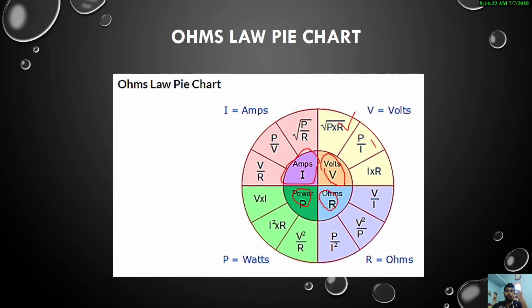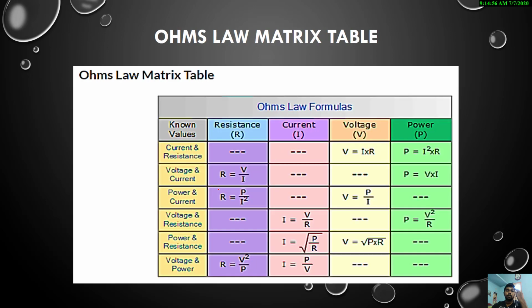Whenever the unknown parameters are like voltage, current, power and resistance, we have to look at the known values, that is, the given values in the problem. Accordingly, we can apply or substitute the related formulas, and we can find the exact answer.